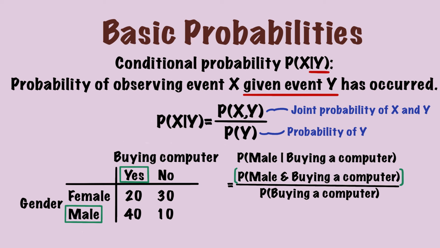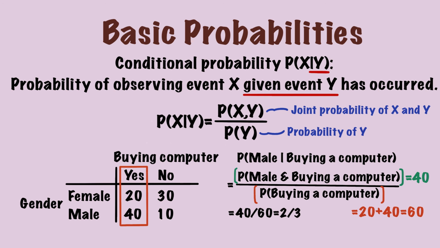What we do is just find the corresponding column and row. Then, we find the number of people that are male and buy a computer, which is 40. Now, we deal with the denominator. Since we only need to find the probability of a single event, we look at the whole column, and we sum up the numbers in that column, which turns out to be 60. That's it. The conditional probability is 40 over 60, which is 2 over 3. In fact, we just figured out that 2/3 of people who buy a computer are male.